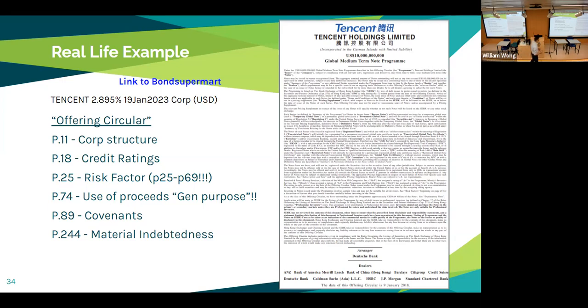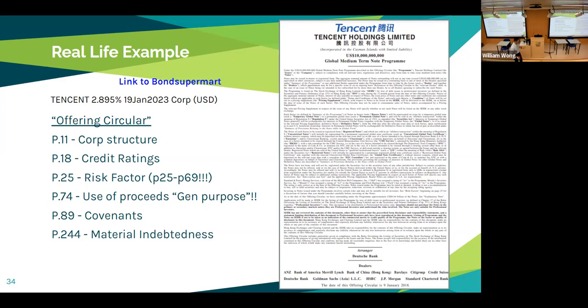And then page 89, covenants. Covenants is a legal term. It means it's a clause, it's an agreement. It is the condition. It is the rules that you need to follow. Well, not you as an investor, but the firm has to follow. Which means if they are breaking any covenants, then you as an investor can actually sue the company.